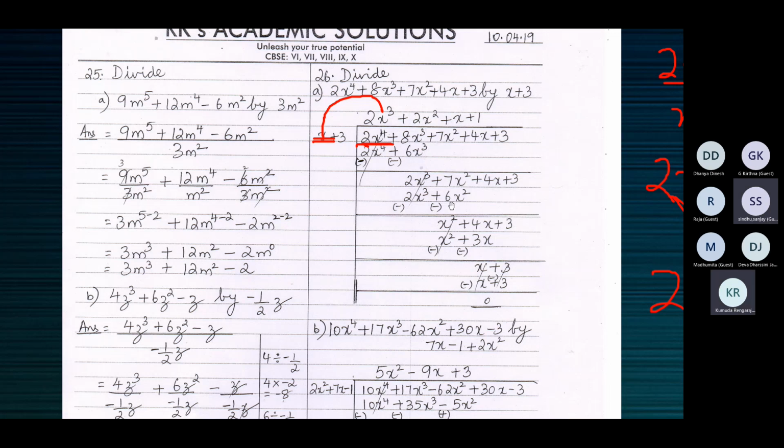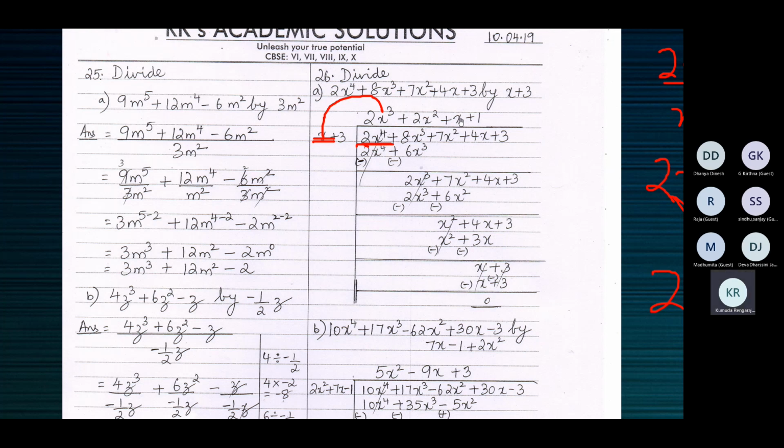Now we have to subtract. So we'll have to change the signs. Plus becomes minus, this plus becomes minus. So plus 2x cubed minus 2x cubed cancel because it's 0. 7x squared minus 6x squared is x squared. The remaining two terms, plus 4x and plus 3, are not used, so they come down. Now this is the new dividend.